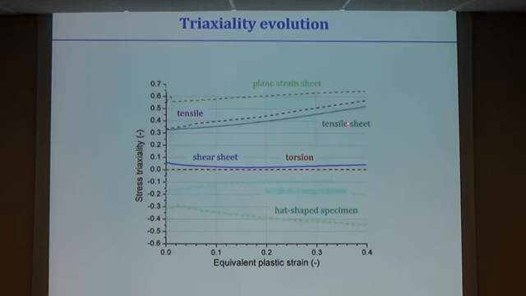So for the plane strain and the tensile sheet material, the evolution of the triaxiality as a function of the equivalent plastic strain in the center of the sample, they are converging because of the necking phenomenon, of course. Also in the tensile sheet, you are going to values closer to the 0.6 you have in the plane strain experiment. So the shear sheet, indeed, has very low triaxiality.